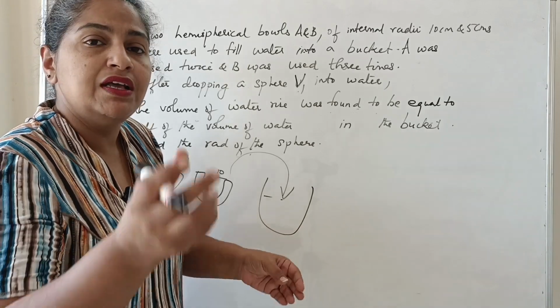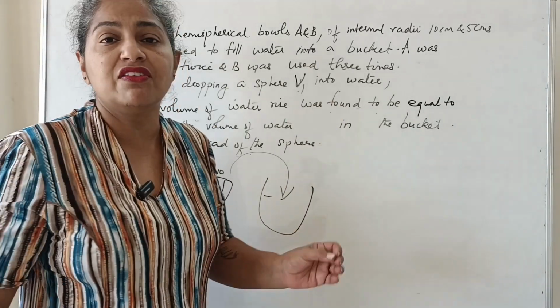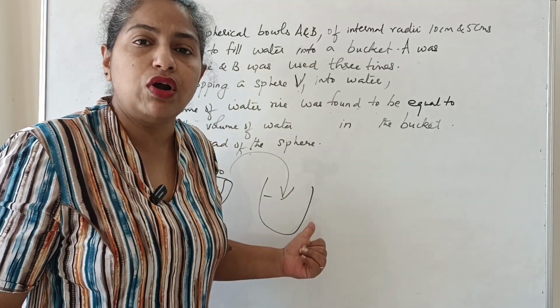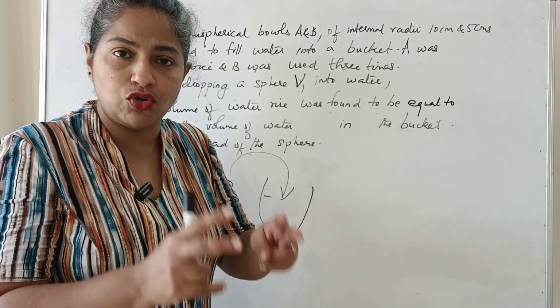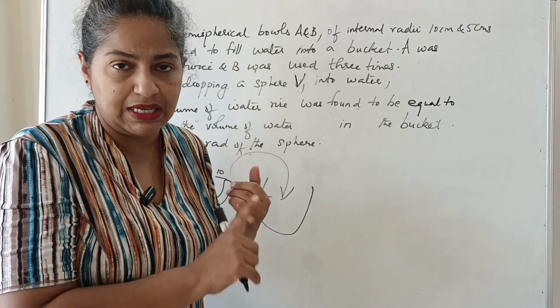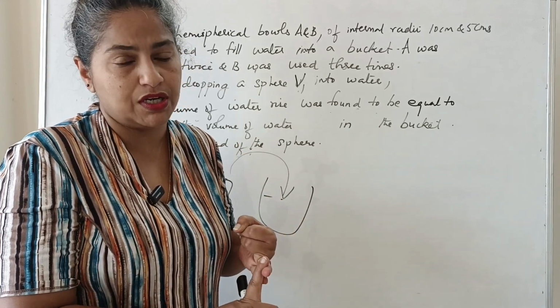That is our first part. In the second part, somebody dropped a sphere V1 into the bucket and what happened? There is a water rise. So let us break down the sum into two different parts and see the concept that is applied and how to solve each part. Okay.